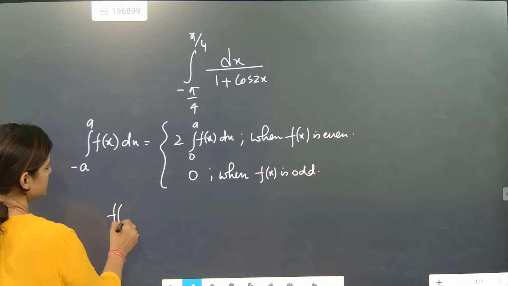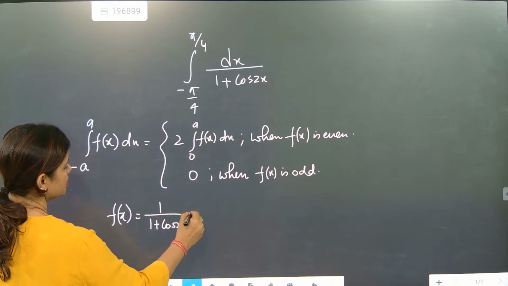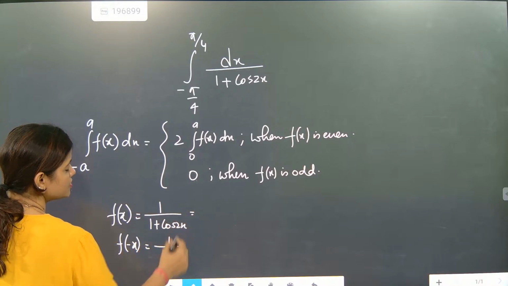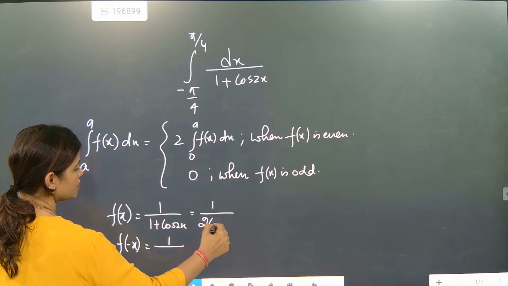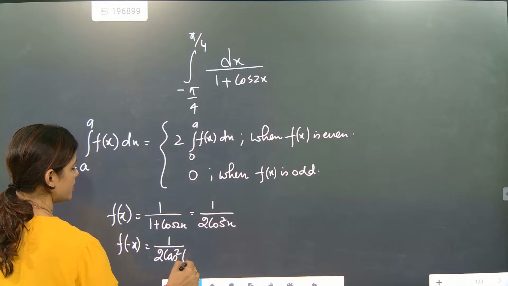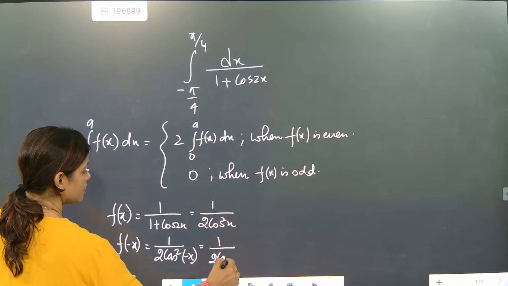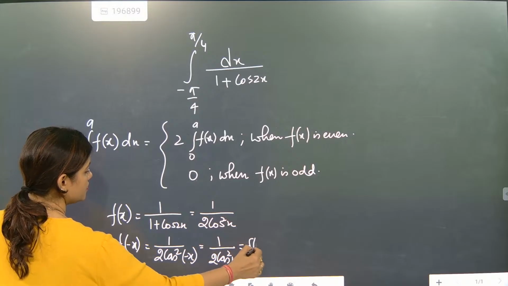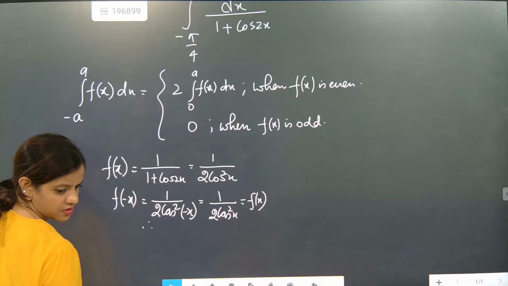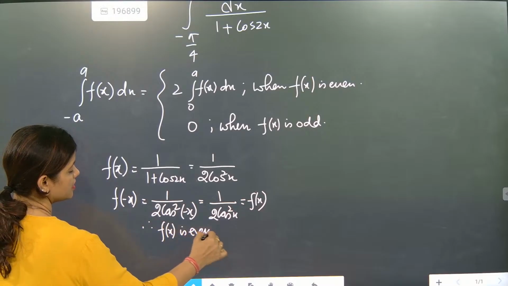So now f of x is equal to 1 by 1 plus cos 2x. So now f of minus x will be equal to, 1 plus cos 2x is 2 cos square x, so 1 by 2 cos square minus x. It will give you 1 by 2 cos square x, that is equal to f of x. Therefore, f of x is an even function. Understood? Check one more time. f of x is even.